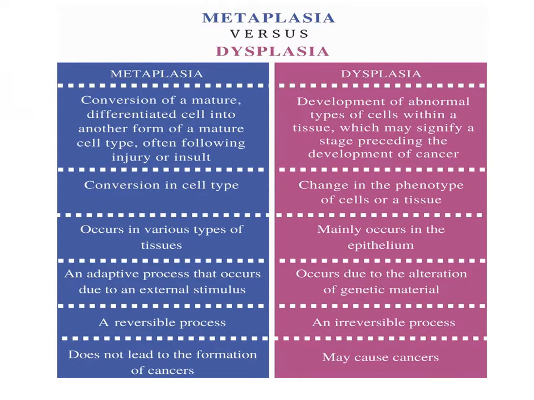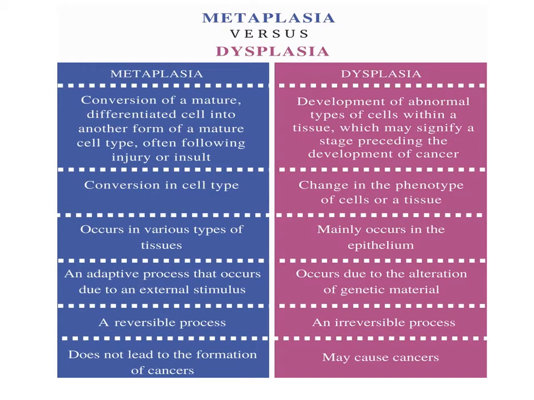Okay, so this is a slide just comparing metaplasia to dysplasia. I think we've covered most of it. Notice under metaplasia that it's basically conversion of a cell to another type of cell, and it can occur in many different cell types, right? And it's an adaptive process to an external stimulus. Totally reversible, doesn't typically lead to cancer.